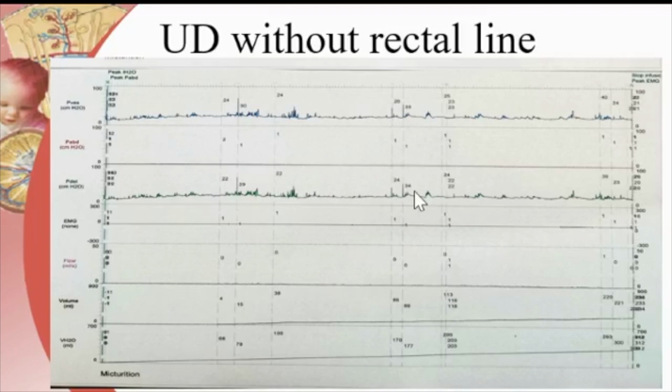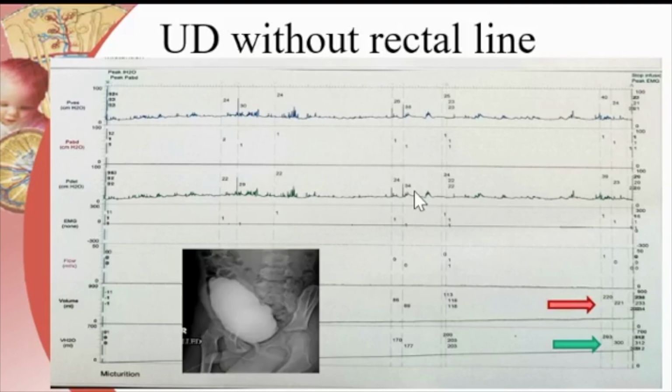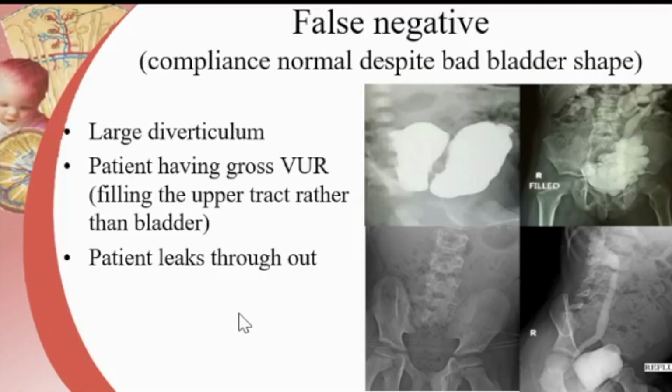So if you know the principles of urodynamics, you can tell even without a rectal line that this particular study is normal. So in this particular patient, there is a lot of post-void residual, and so this is how the bladder looked. So the bladder looked abnormal.